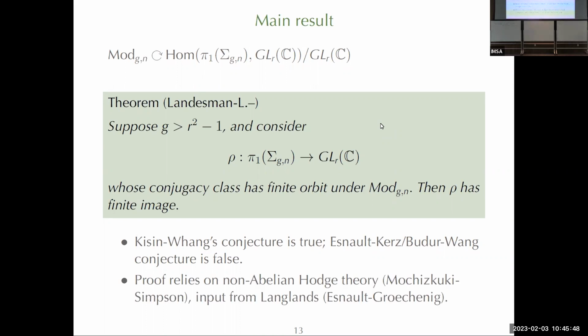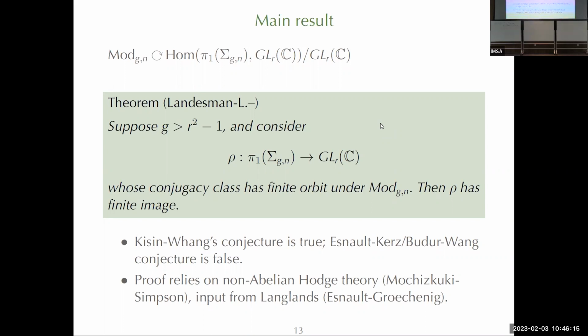The proof is going to rely on some non-abelian Hodge theory, in particular the work of Takuro Mochizuki and Carlos Simpson, and also a little bit of input from the Langlands program, the work of Daniel Groen on logical systems that we already saw mentioned in Bottom's talk. All right, how am I doing? Great. Are there any questions about the statement here?